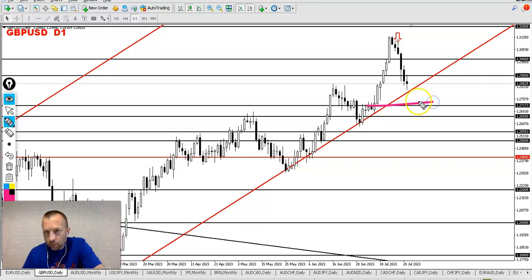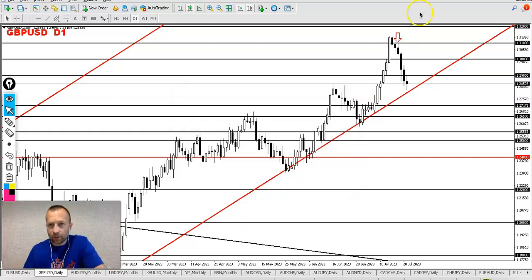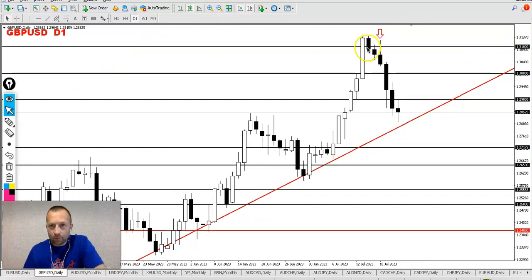So support is here 1.27, 1.2650 this zone, and down to 1.2550 and 1.25, and resistance is around 1.31. Let me put the line here. 1.31, we put it like this. Yeah, exactly. You can see here it was a false break as well, just a false break.